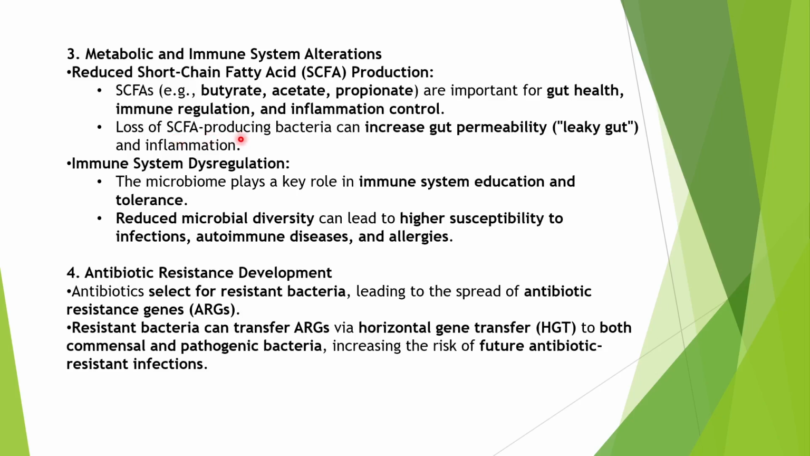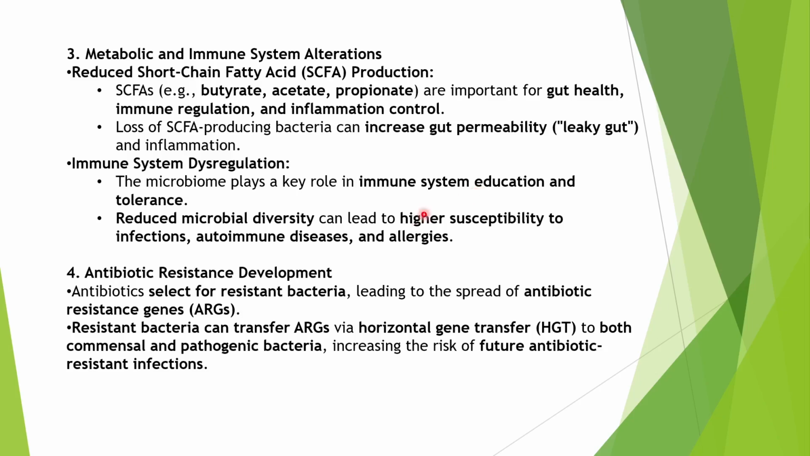Then loss of short chain fatty acid producing bacteria can increase gut permeability or leaky gut. Previously also we have discussed this leaky gut, and this will lead to inflammation. So the gut bacteria are also very important for essential short chain fatty acid production and also processing other molecules. Then immune system dysregulation. The microbiome plays a key role in immune system education and tolerance.